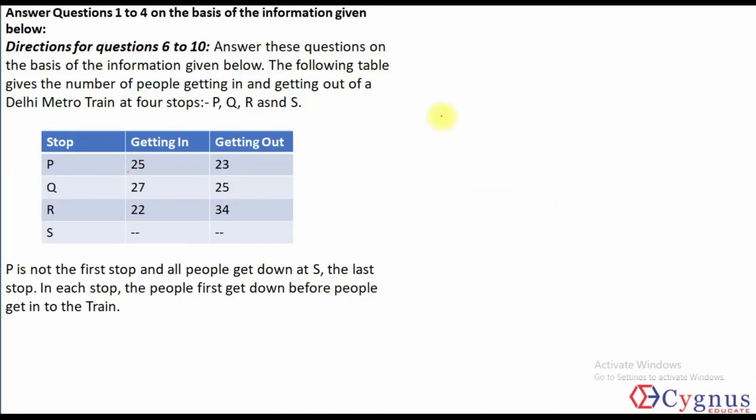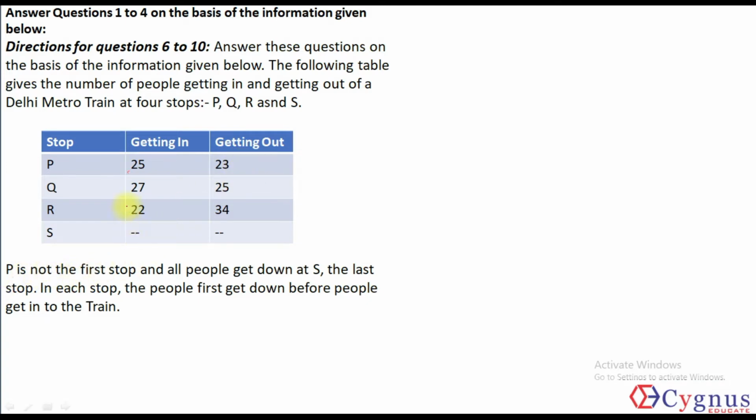What's the case study? It says that the following table gives the number of people getting in and getting out of a Delhi metro train at four stops P, Q, R and S. The table shows how many people will get in at a particular station and how many people will get out at that station. Additional information is given.